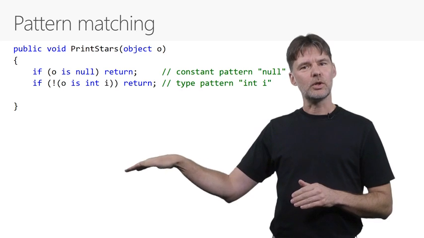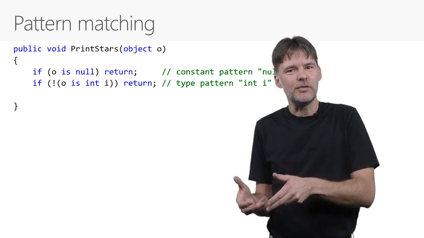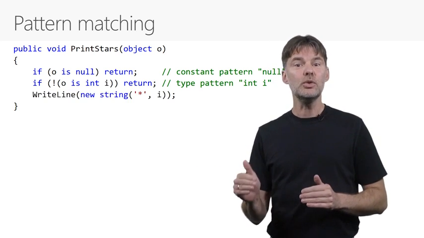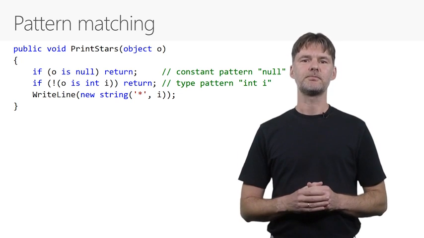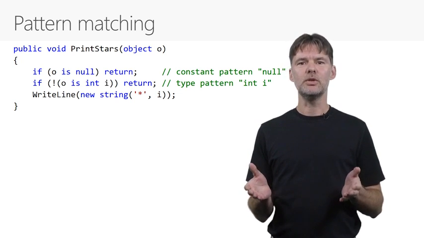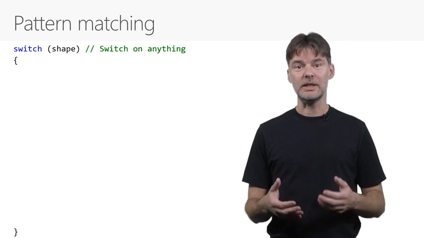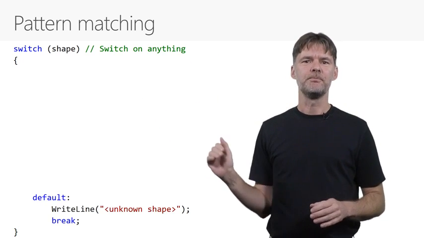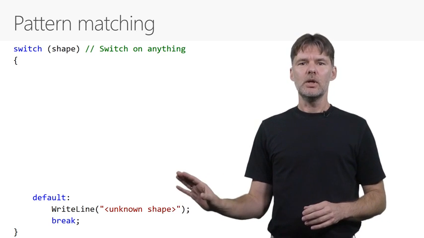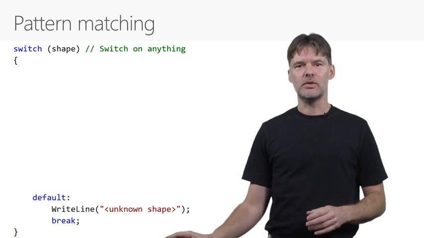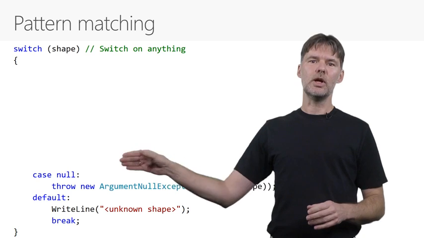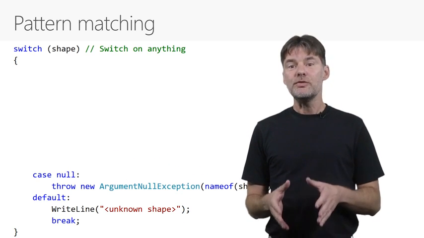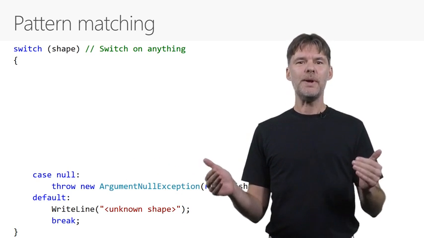So in the subsequent code, since we can only get here if the is expression was true, we can use that integer value i directly. Patterns can also be used in switch statements, which have been greatly enhanced in C# 7.0. First, we can now switch on anything. The switch expression is no longer limited to primitive types and strings. And if we start from the bottom, we of course still have default sections and cases with constants, as with null here. But we've now generalized case clauses to hold patterns.